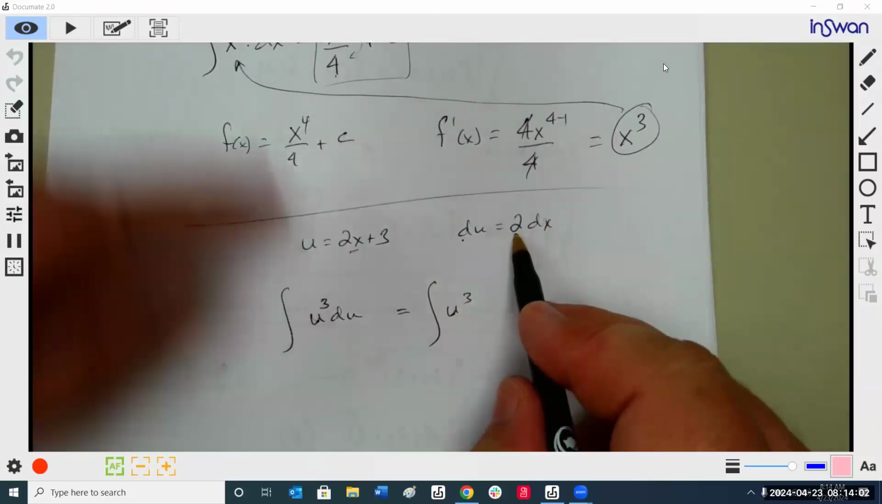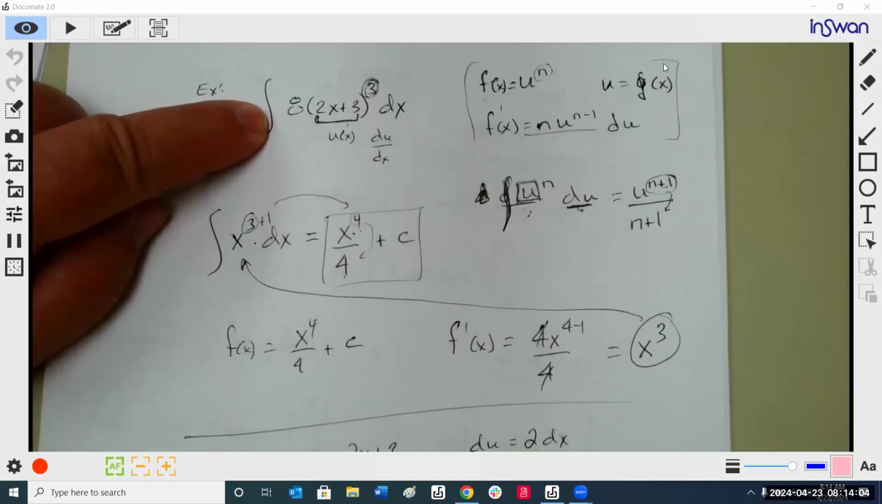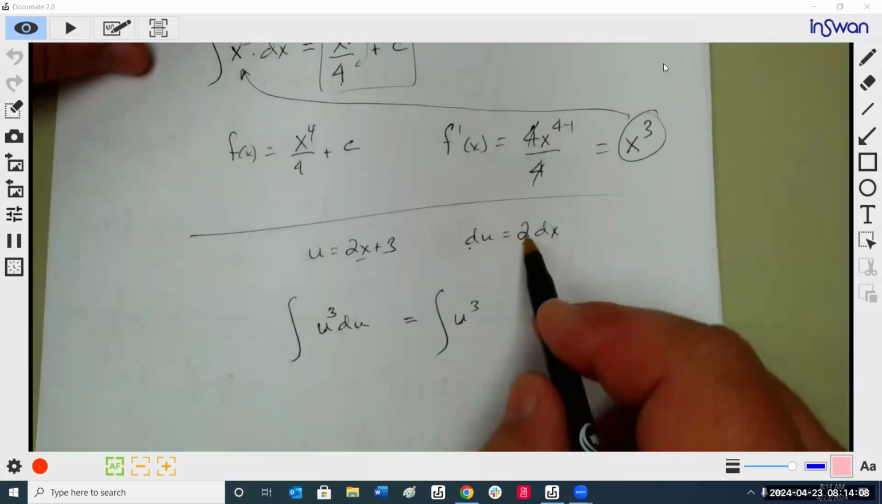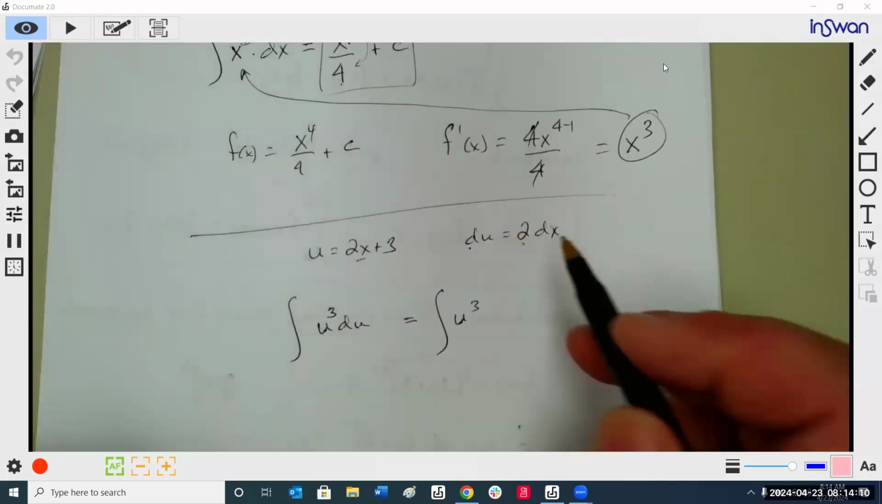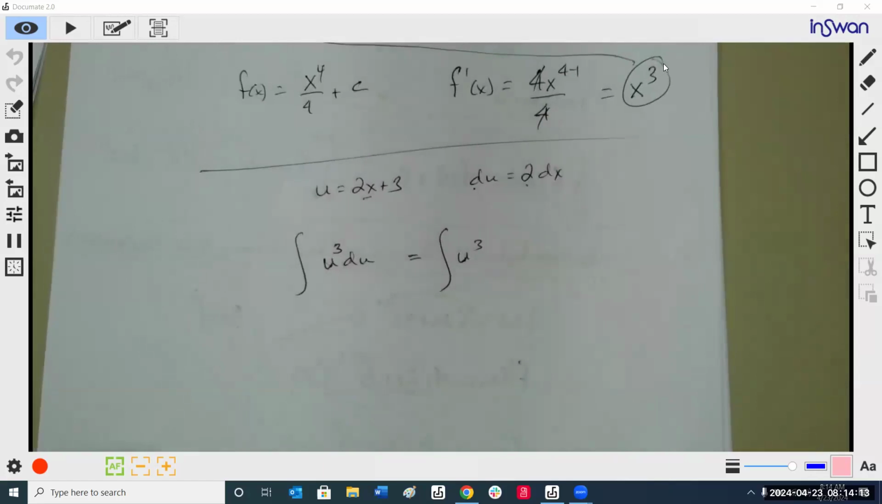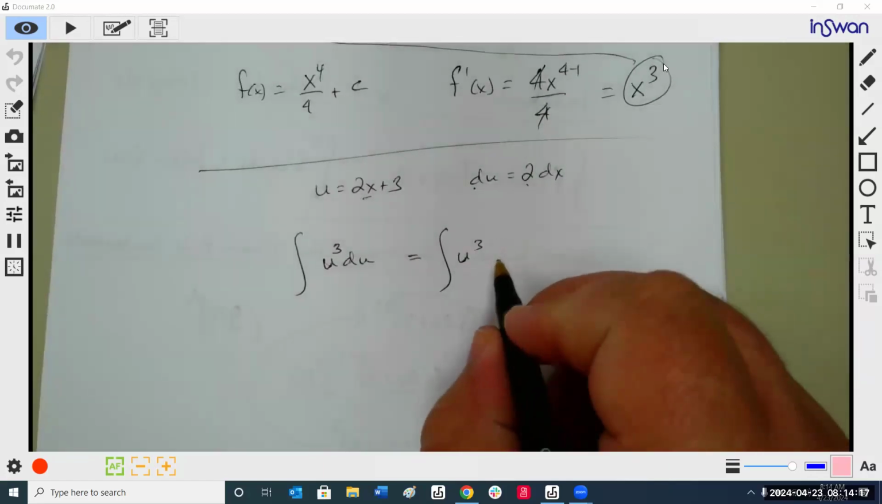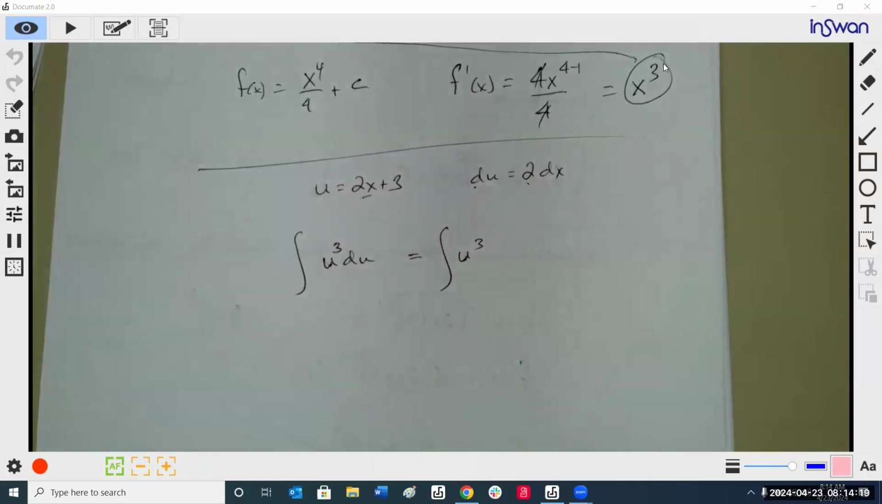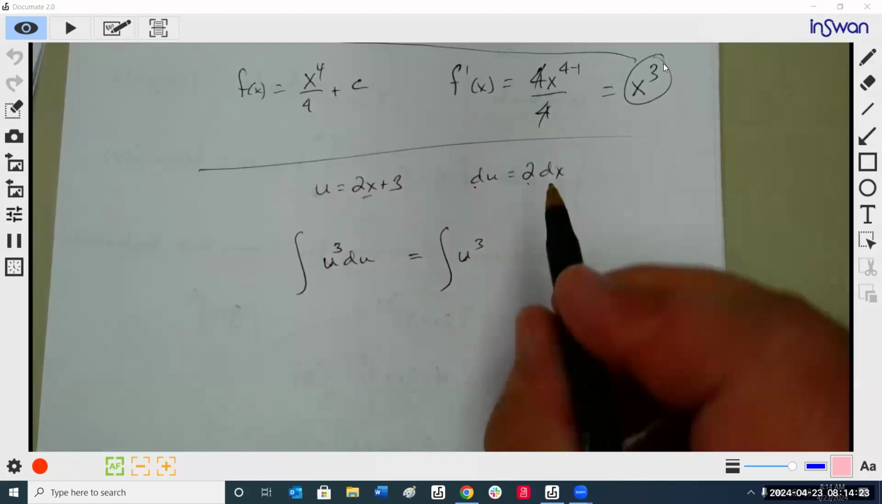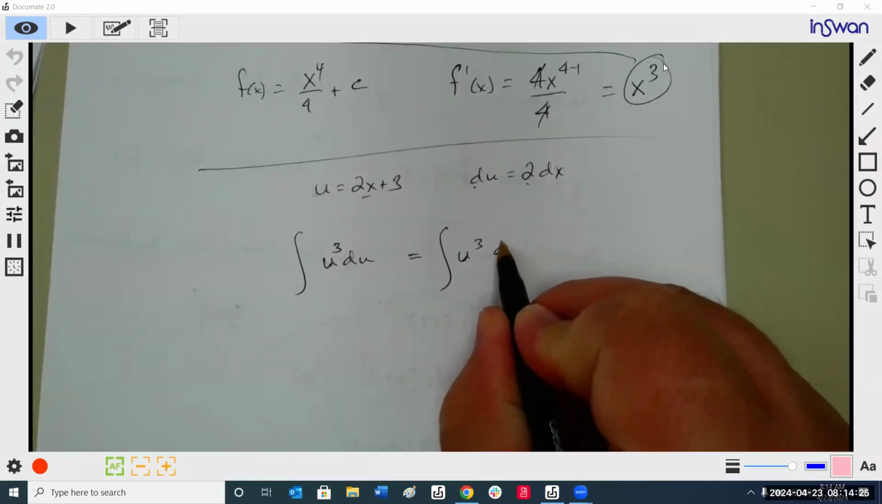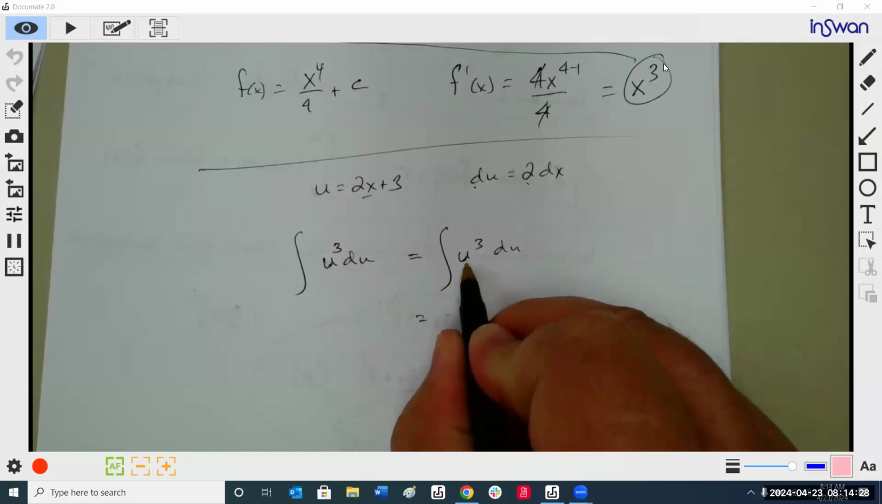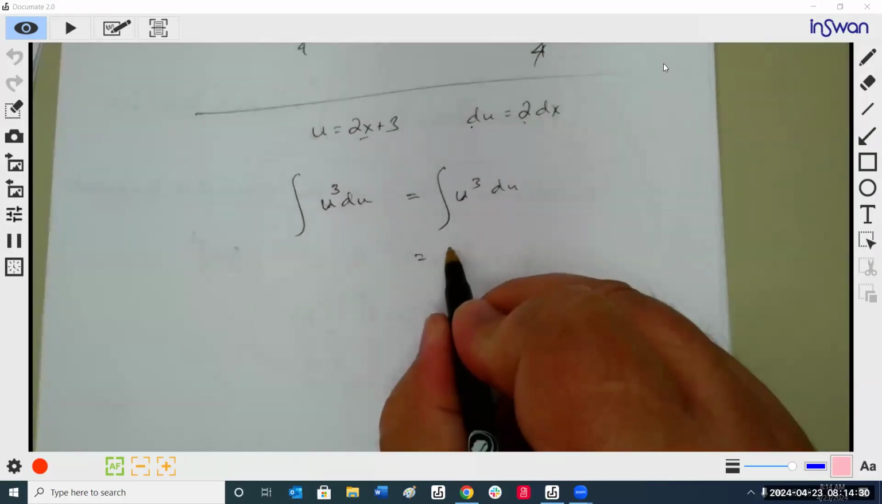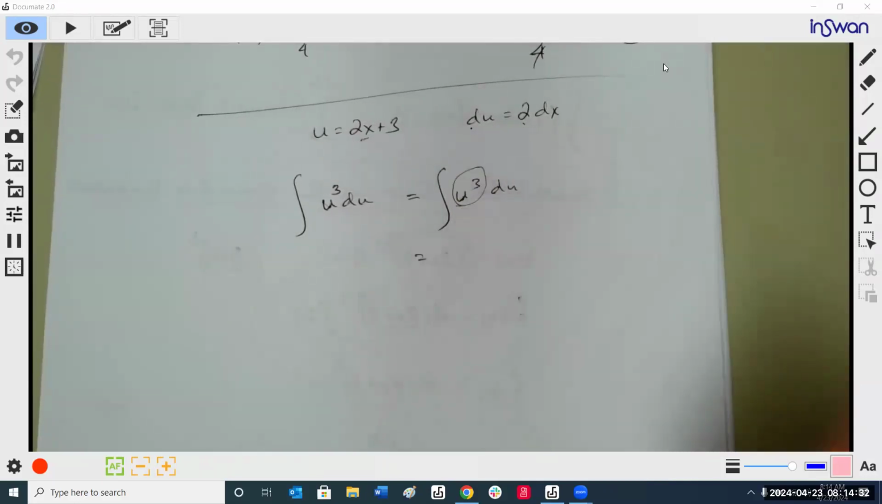Well, we only have a 2. What are we missing here? We're supposed to have an 8, but we only have a 2. So how do we get a 4 in there? Well, multiply by 4 actually. But okay, so we have du. Let's take the integral of this one. The integral of u to the cubed is what?